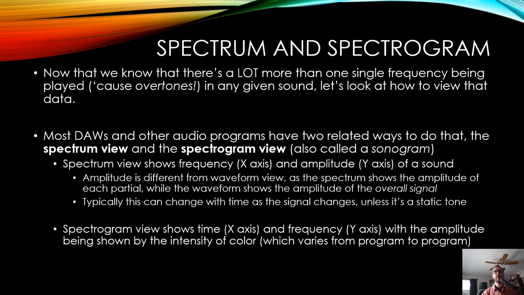So now that we know that there's a lot more than one single frequency being played because of the overtones, let's look at how we view that data. Most DAWs, not all of them, Pro Tools, and other audio programs have two ways to do that. You have the spectrum view and the spectrogram view, which is also called a sonogram. Spectrum view shows frequency as the x-axis and amplitude as the y-axis for a sound. The amplitude is different from waveform view because the spectrum shows the amplitude of each partial, while the waveform shows the amplitude of the overall signal.